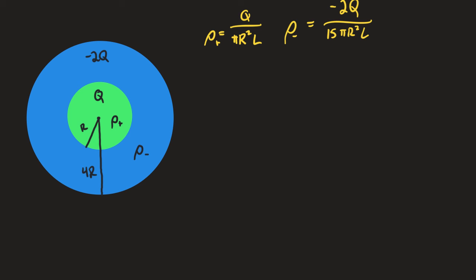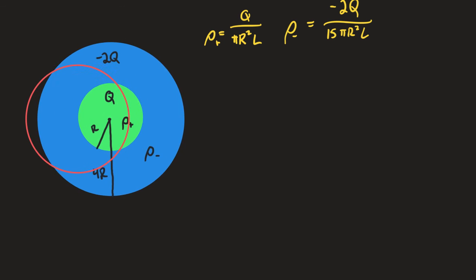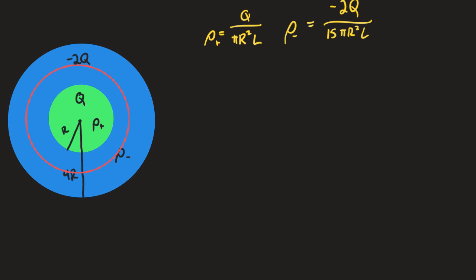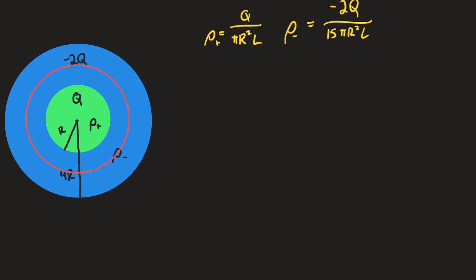On the other hand, what this does suggest is that we will eventually reach a point where our circle is wide enough where we will enclose both positive charge and an equal amount of negative charge. I would suspect there's an R somewhere in the middle here where the electric field must be 0.